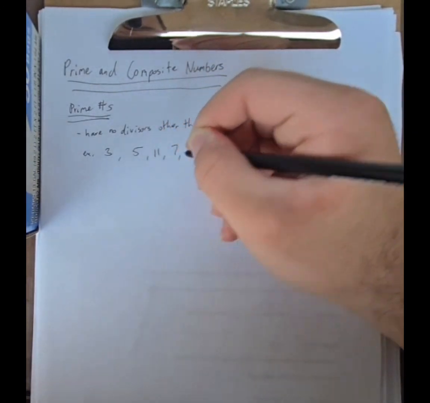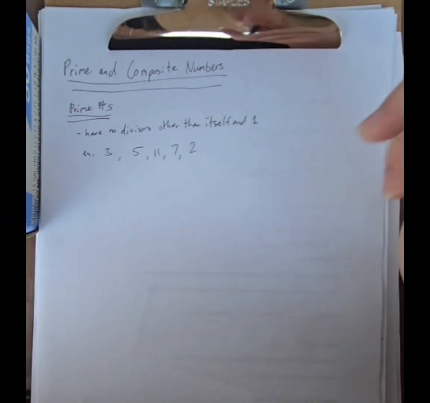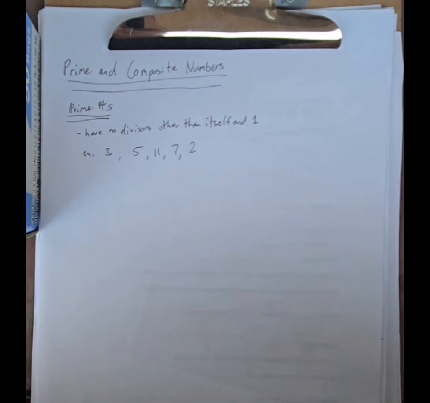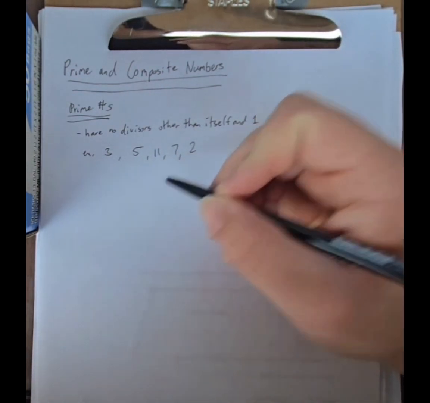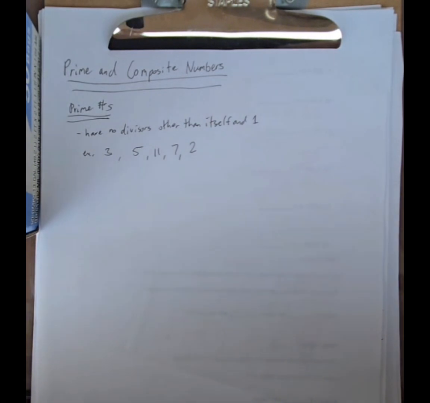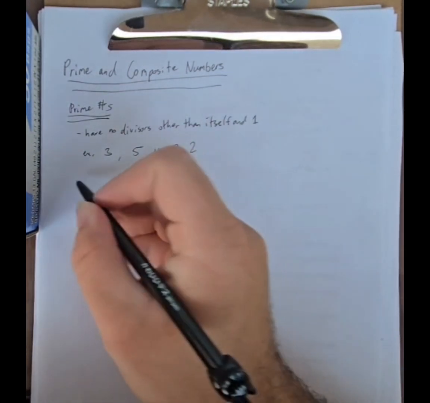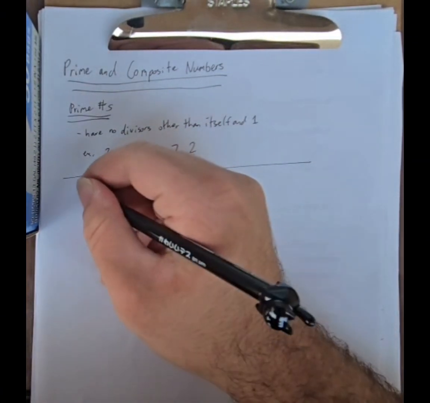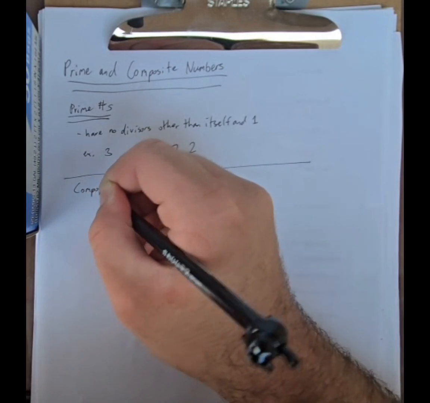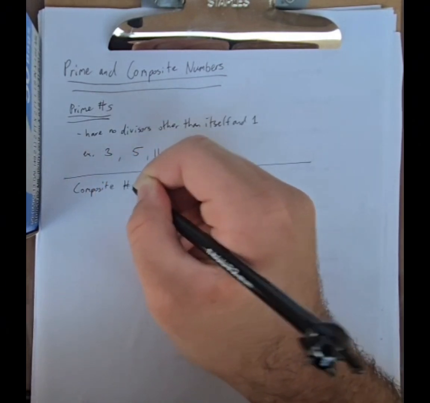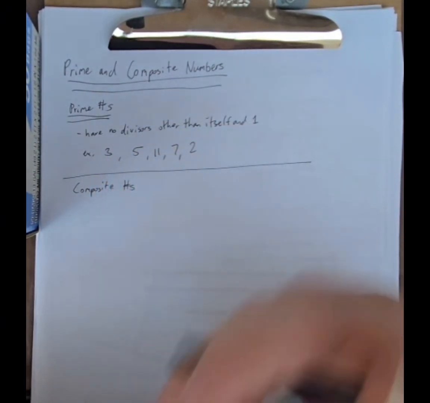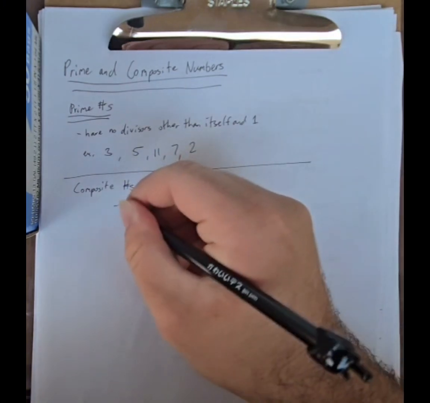11, 7, 2, which is the only even prime number. You can't divide by anything other than itself. Take 11. Can you tell me 2 numbers besides 1 and 11 that you can divide it by? You can't. Those are prime numbers. Composite numbers are basically things that are not prime. They have divisors other than themselves and 1.